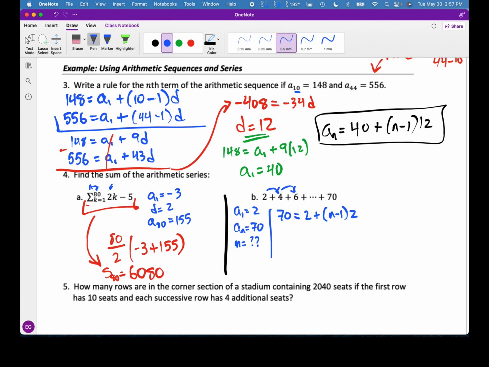So I'm going to subtract the 2 over and give me 68. I'm going to divide by 2, which is going to give me 34, and I'm going to add 1, which gives me 35, and now I can just plug it in because I know that there are 35 terms, so 35 divided by 2, first term, which is 2, plus the last term, which is 70, and I'll leave that for you to be able to plug it into your calculator.